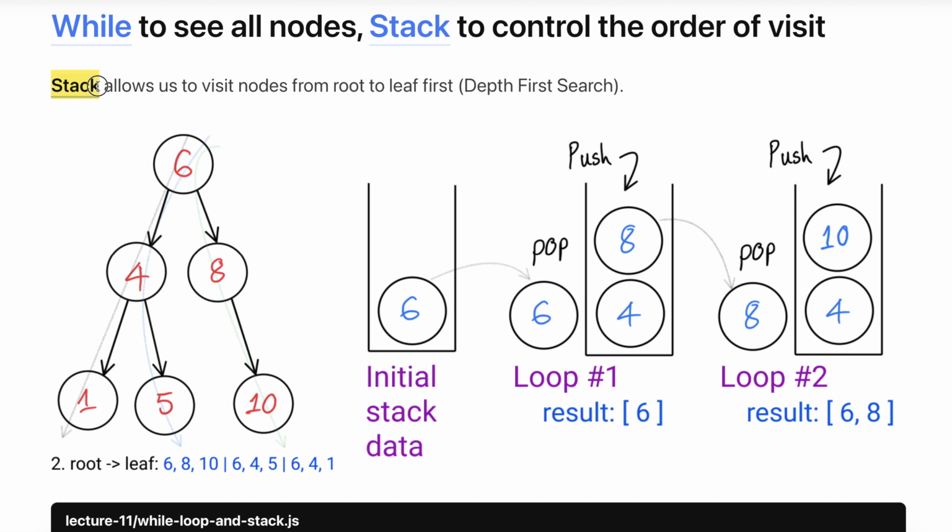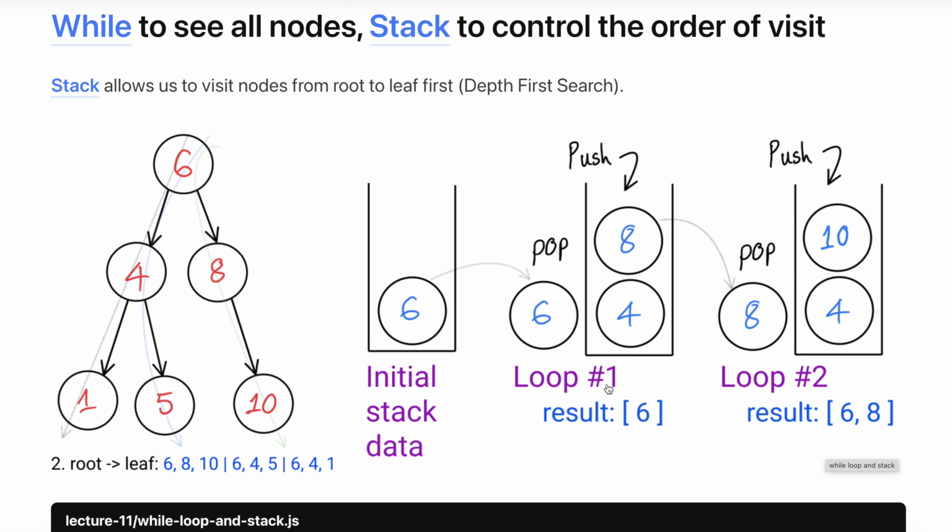So how it works is we're gonna use the stack data structure to hold our nodes for future visitation. So this is our stack, and we're gonna initialize it with the root node. We always have the root node as the initial data in the stack. We're gonna continue to loop until the stack is empty.